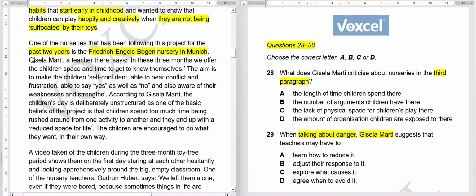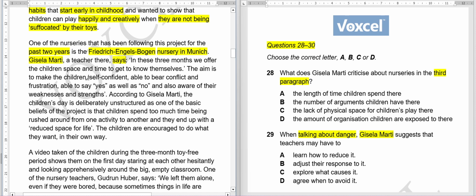Gisela Marti. Okay, we have been given a name here. A teacher says again. So whenever we're trying to find a person, we are trying to find these particular words, "says" or "said," something like that. "In these 3 months, we offer the children space and time to get to know themselves. The aim is to make children self confident, able to bear conflict and frustration, able to say yes as well as no, and also aware of their weaknesses and strengths." So that's the purpose of their project.